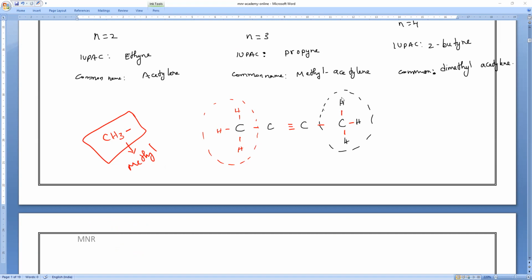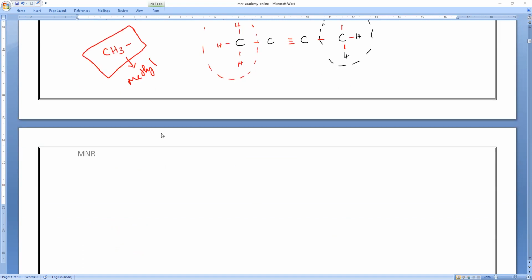Next, N equal to 5. At least, remember everything, at least N equal to 5 we need to know. Minimum it is. So N equal to 5, what is the IUPAC name, everybody? Pentyne. So N equal to 5 carbons, then the triple bond. That name is what? Pentyne. Okay. All of you clear?